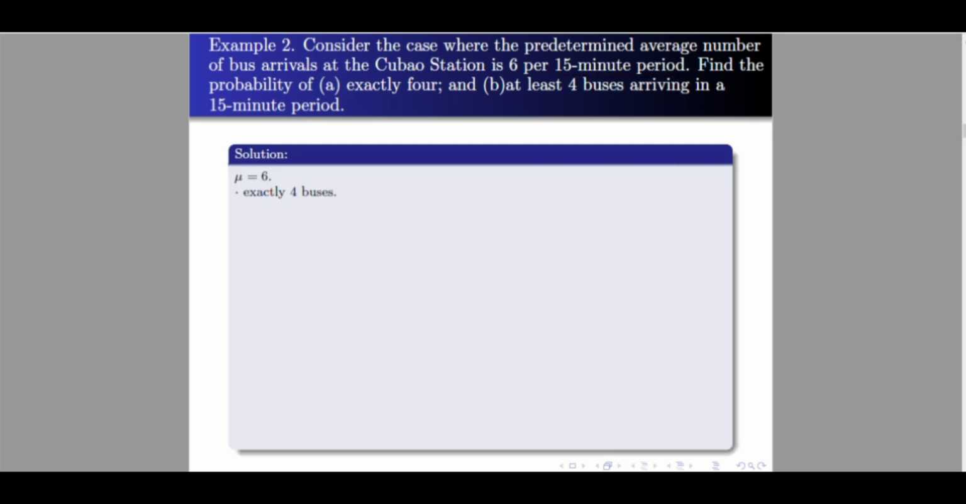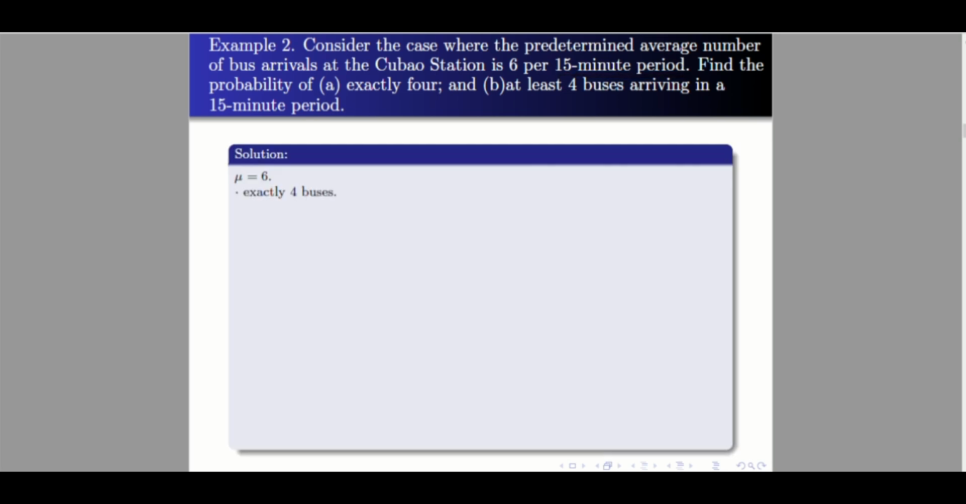Example 2. Consider the case where the predetermined average number of bus arrivals at Cubao Station is 6 per 15-minute period. So this is our interval. Our basis for our data is the 15-minute period. According to this, an average of 6 buses will arrive per 15-minute period. Find the probability of exactly 4 and at least 4 buses arriving in a 15-minute period. The mean is 6, which is given.